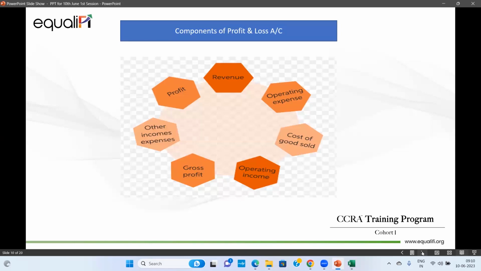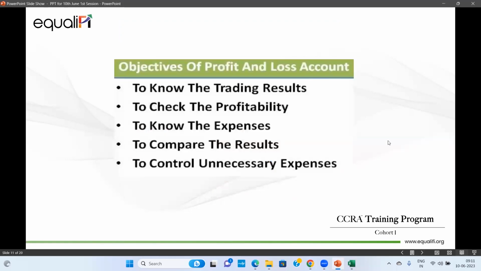So good observation, guys. Next we'll go for the profit and loss account. So profit and loss account, as we know, again, it's a very basic thing. The components are revenue, operating profit, cost of goods sold, operating income, gross profit, other income, expenses, and profit. So this is something which is known to all of us. Nothing new in this. Okay. Again, what is the objective of profit and loss account? To know the trading results.